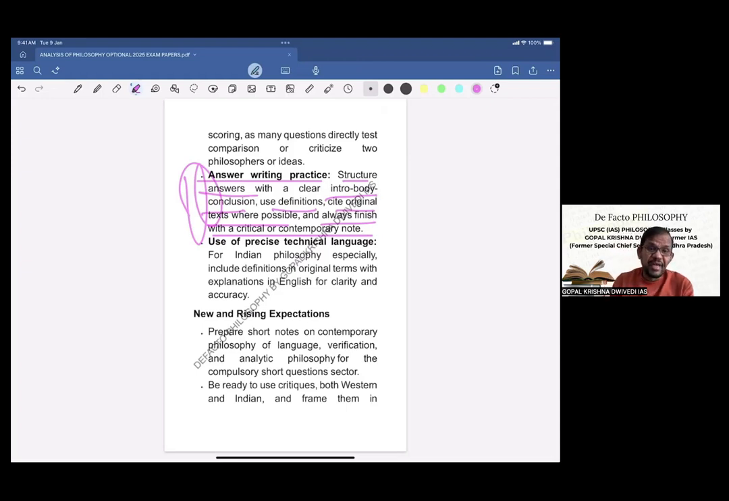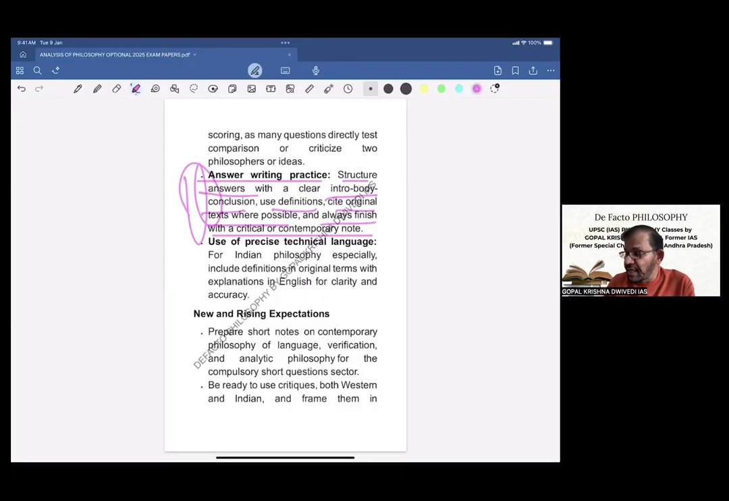If very descriptive, direct question papers come, then it's anyway easy for everybody. Whosoever has read that topic will be able to write. But if you prepare like this, even if it is critically evaluate, or compare this system with that system, or compare this Swatah Pramanyavada with Paratah, you will be in a better position to answer.